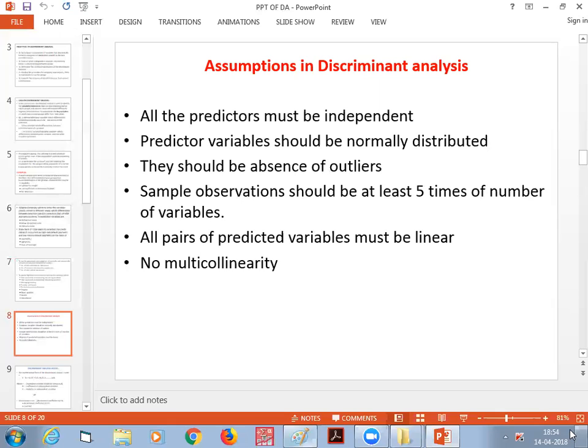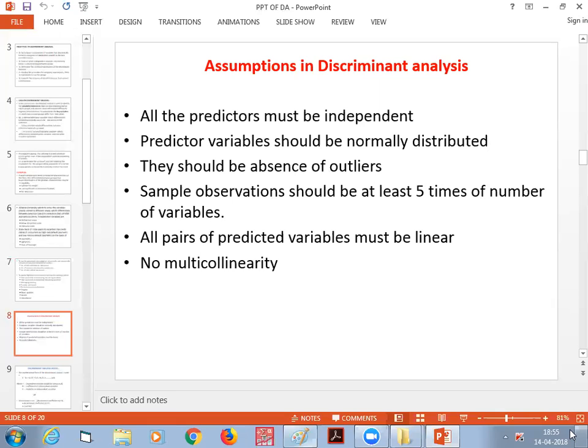First assumption is what? All the predictors must be independent. That means the explanatory variables. Like when you go for classifying the high users and low users in the previous example, all the independent variables, like time spent on weekdays, time spent on weekends, messaging or chatting, blogging, these are all independent variables. They must be independent. So that is the assumption. How to check that independence? There is a method. That means there should be no multicollinearity. That is the meaning of independence.